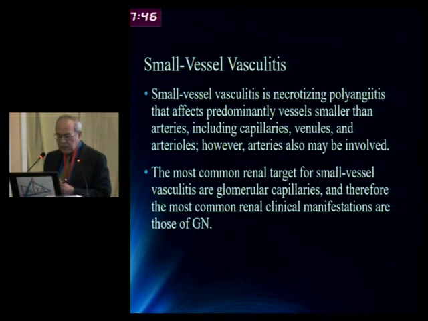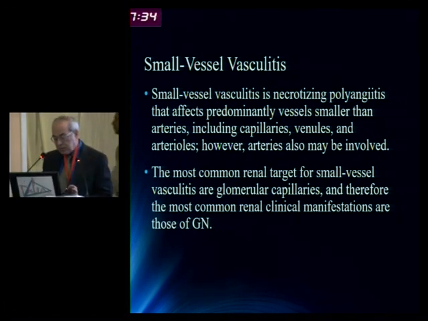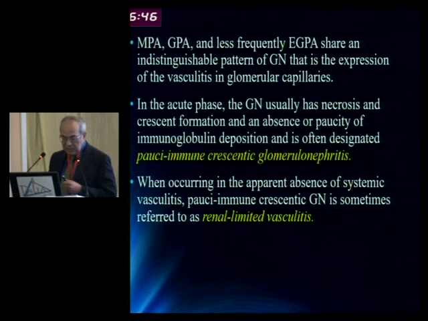Regarding small vessel vasculitis, it is a necrotizing vasculitis that affects predominantly small vessels rather than arteries, including capillaries, venules, and arterioles. However, arteries may also be affected. The most common renal target is the glomerular capillaries, i.e. glomerulonephritis, especially necrotizing crescentic glomerulonephritis. This is the clinicopathological hallmark, nearly equal in all three, but there are some differences. Wegener is characterized by granulomatous necrotizing vasculitis involving the upper respiratory tract and kidney. Eosinophilic has, beside granulomatous vasculitis, eosinophilia, and microscopic polyangiitis is characterized by no eosinophilia and no granuloma. So these are the three main types.